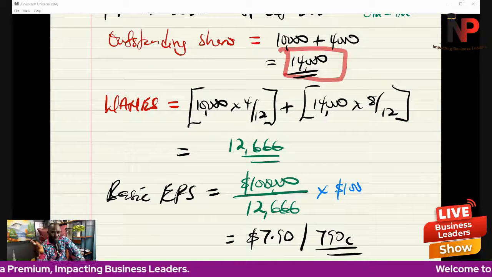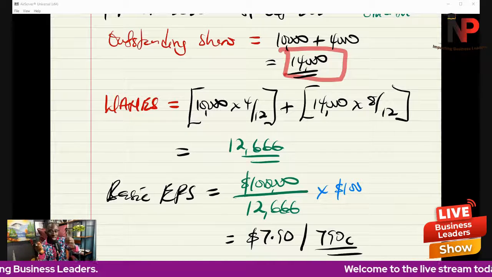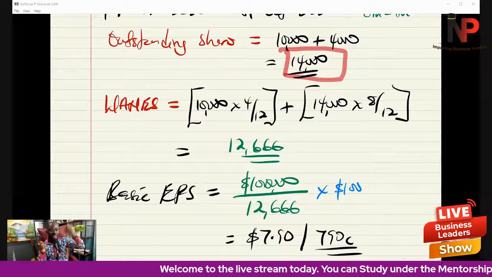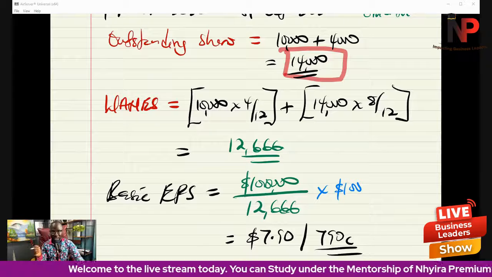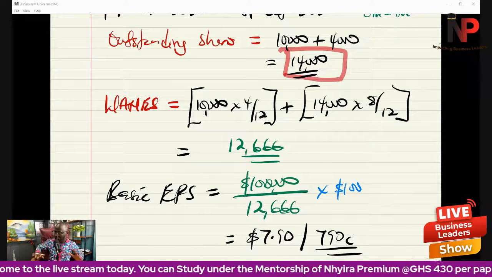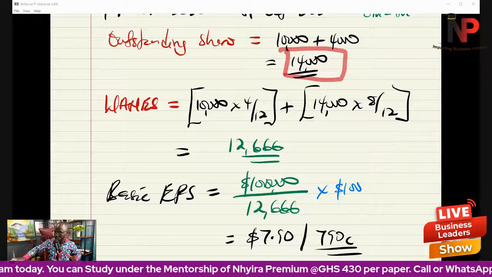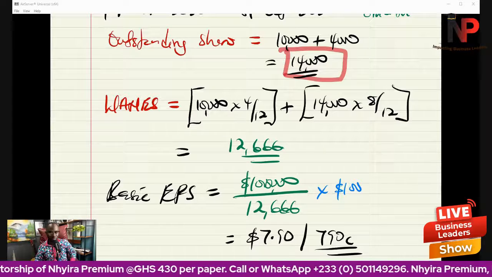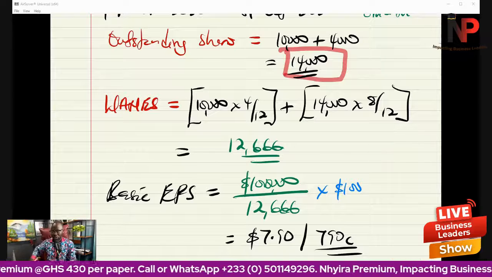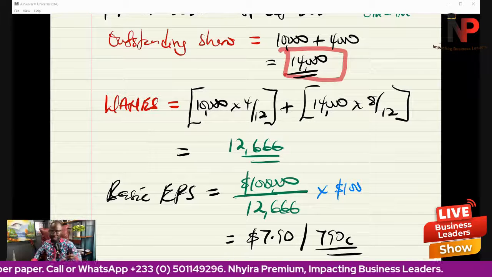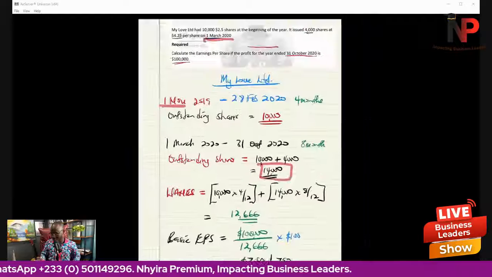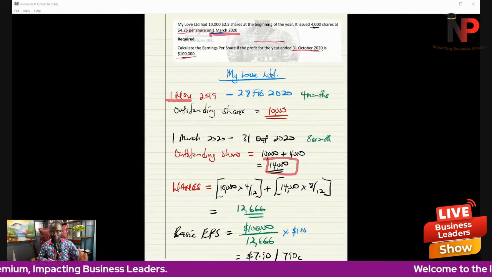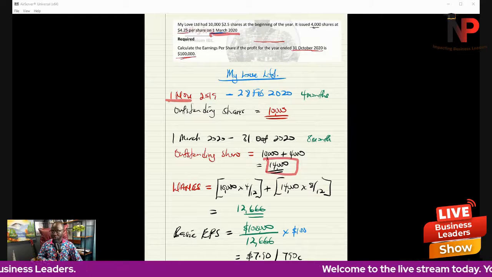Please, we are not multiplying by 100%. We are multiplying by 100 Ghana cedi, 100 pound, 100 euros, $100, 100 naira, whatever currency we are using, so that we can get our answer in the smallest unit of the currency. So that is why we will multiply by 100, so we can get an answer in the smallest unit of the currency. And that is the first scenario: issue at full market price.